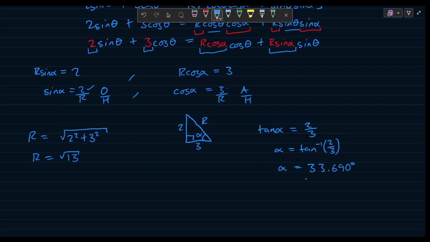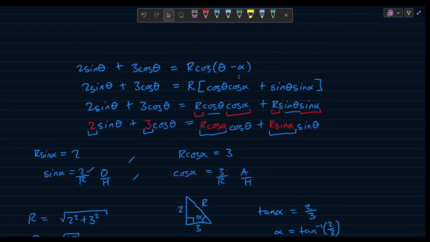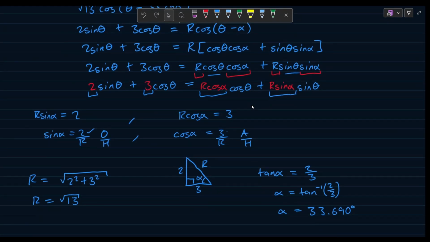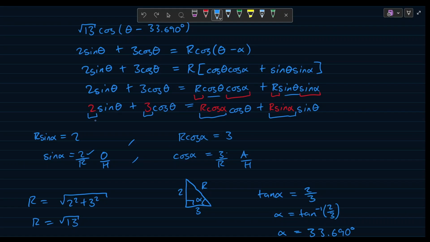33.690 degrees. So it means if we are writing 2 sine theta plus 3 cos theta as r cos theta minus alpha, this would be root 13 cos theta minus 33.690 degrees. Alright, and so now notice that we say this is written in the form a sine theta plus b cos theta.